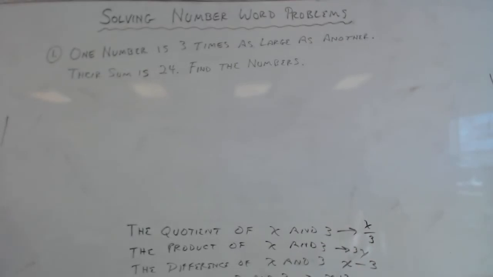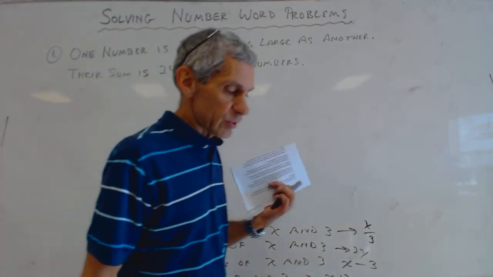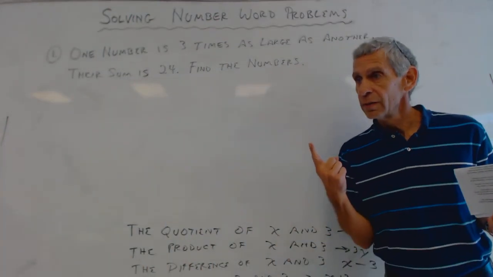Yeah. All right, so let's look at this question now. One number is 3 times as large as another. Their sum is 24. Find the numbers. Now there are ways to solve this with one variable, and ways to solve this with 2 variables, but I haven't taught you the 2 variable approach of systems of equations yet, and that's not going to be for a little while. So we're just going to use the 1 variable approach to solve this, okay?